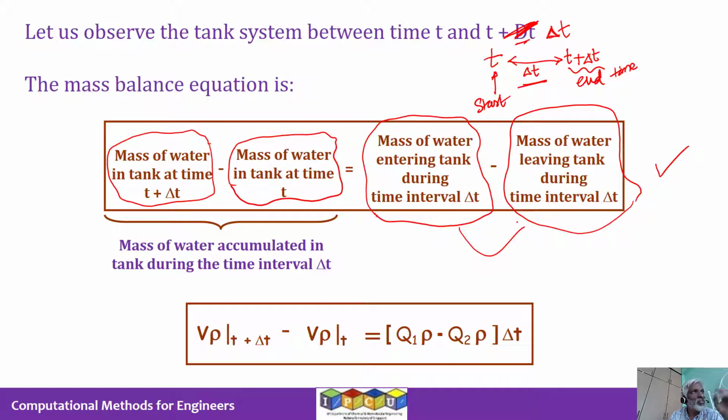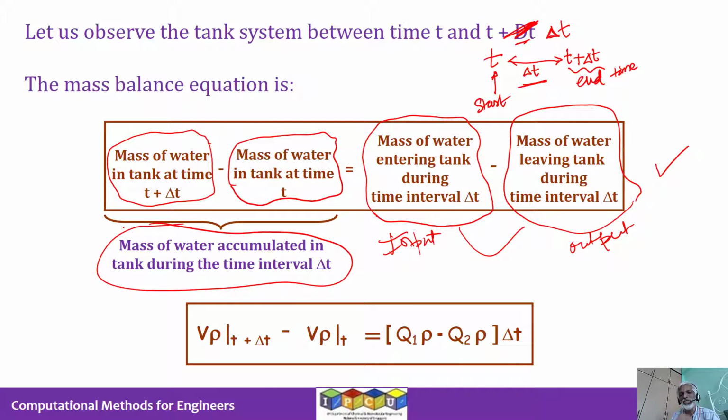There is no consumption of water in the system. There is no formation of water in the system. So we do not have the consumption term and formation term here. In other examples, we will see those terms appearing. But here, there is no consumption or formation of water. So water comes in through the input, water leaves the system through the output during this time interval delta t, and the difference between the two will be the accumulation of water in the tank during this time interval.